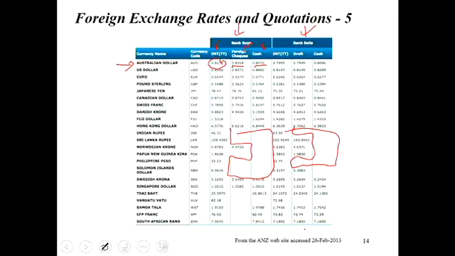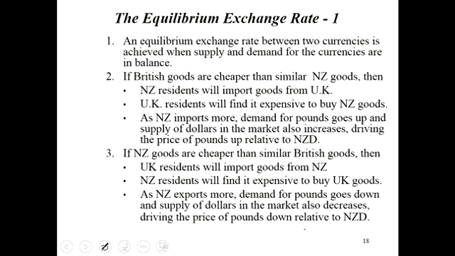Right, so moving along. One of the things, and we'll come to this a bit more, is fundamental drivers of the exchange rate. Let's say, for example, British goods are cheaper than New Zealand goods, so we tend to import. What will happen is that New Zealand imports more, demand for pounds goes up, and supply of dollars into the market also increases. So we're putting more New Zealand dollars in there, that supply goes up, demand for the pound goes up, and that drives up the price of pounds relative to the New Zealand dollar. And the opposite works the other way.